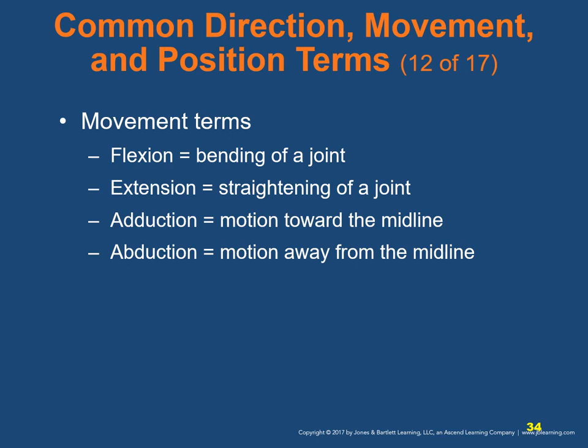Let's discuss movement terms. The following terms relate to movement. Flexion is the bending of a joint. Extension is the straightening of a joint. Adduction is the motion toward the midline, and abduction is motion away from the midline.